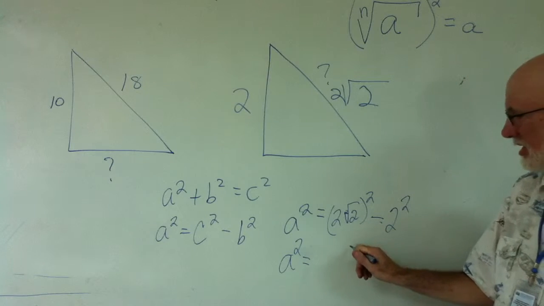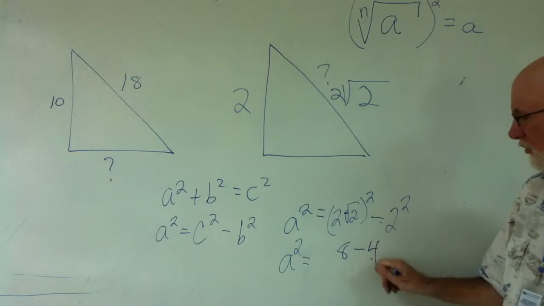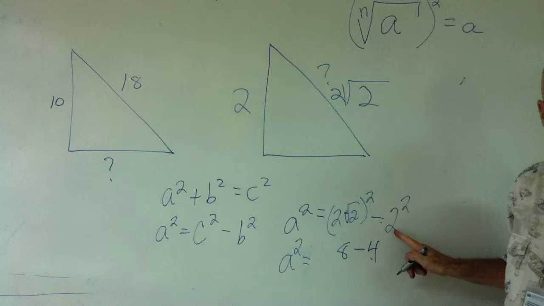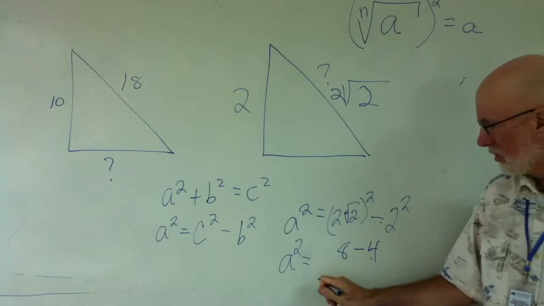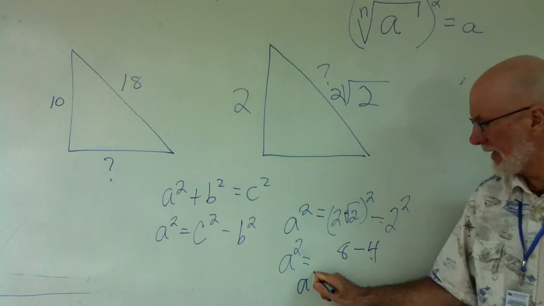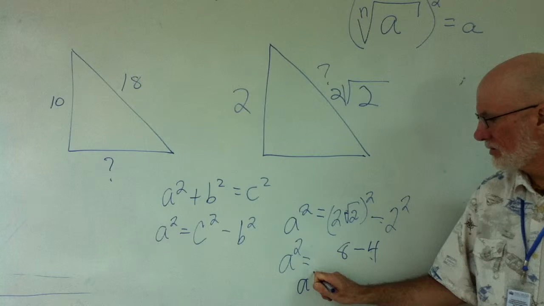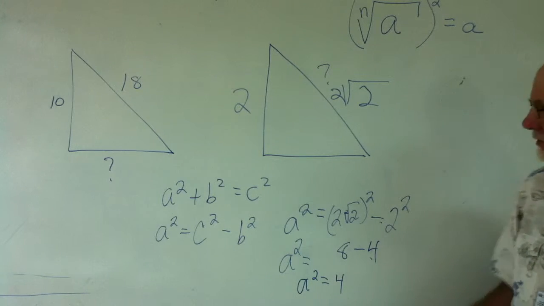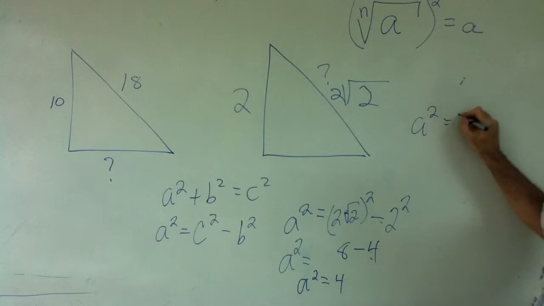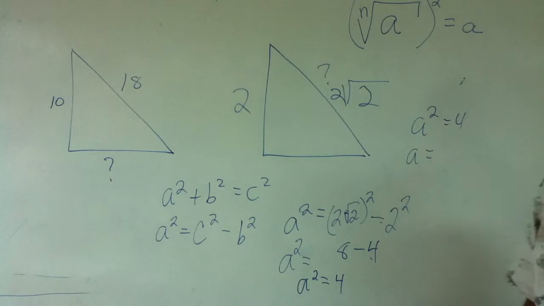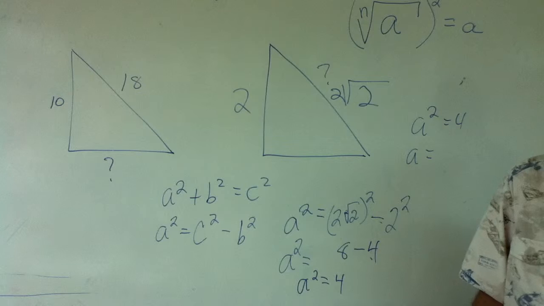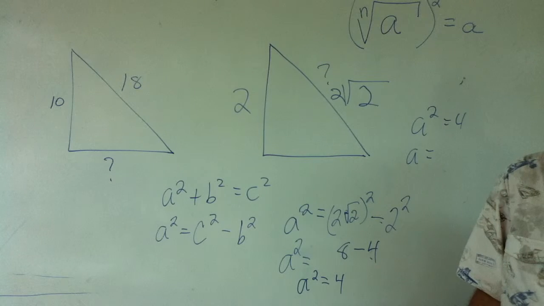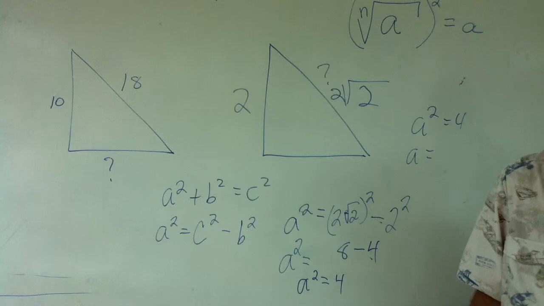So this is going to be 8 minus 4, isn't it? Isn't 2 squared 4? So A squared equals 4. What's A equal? Square root of 4 is what?